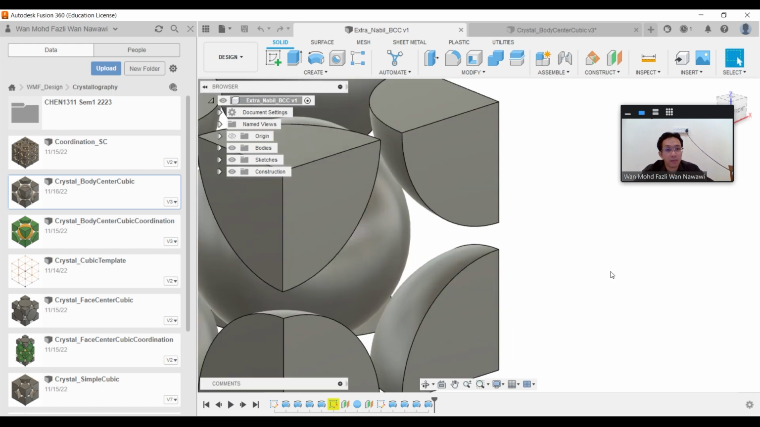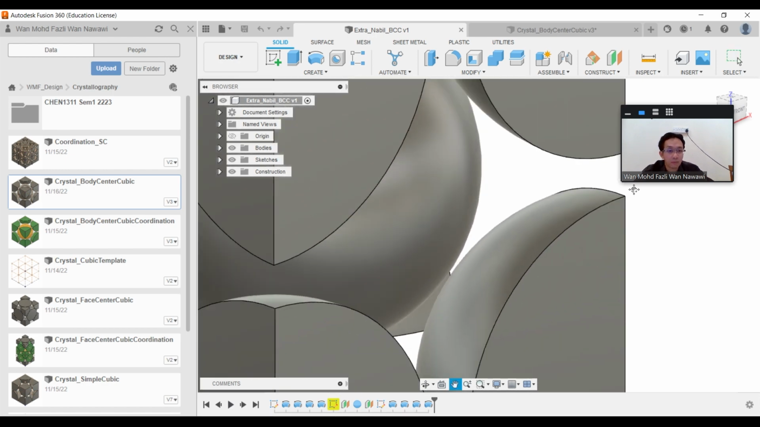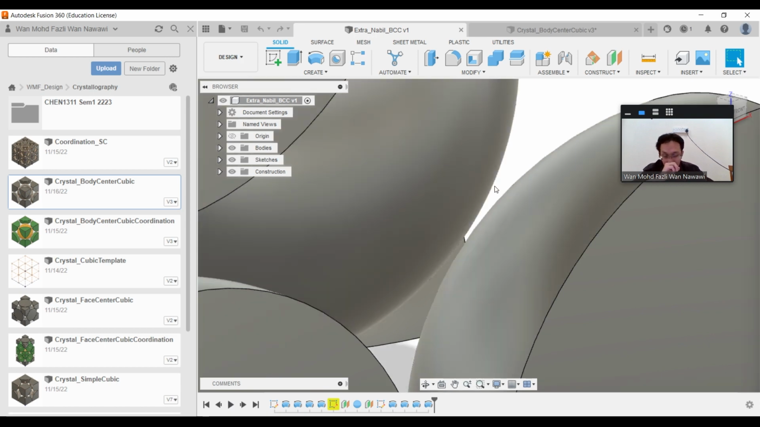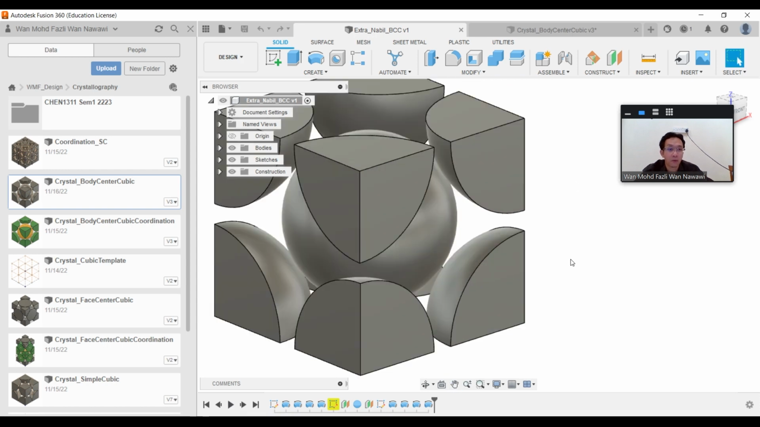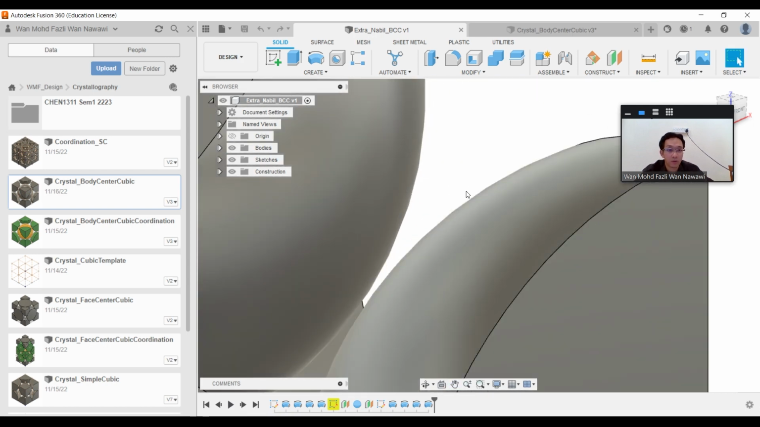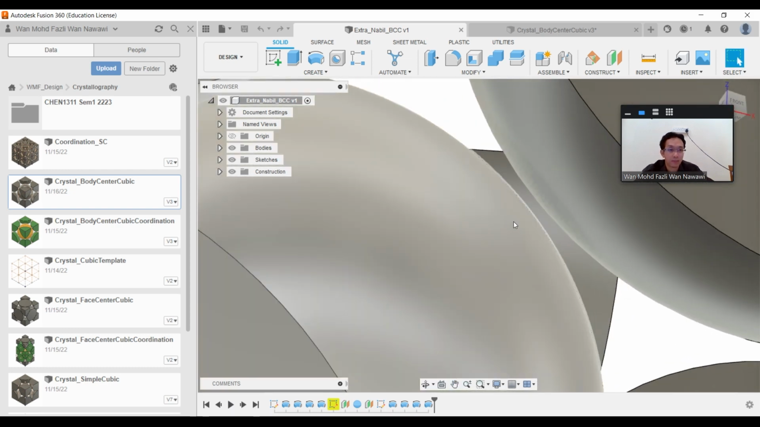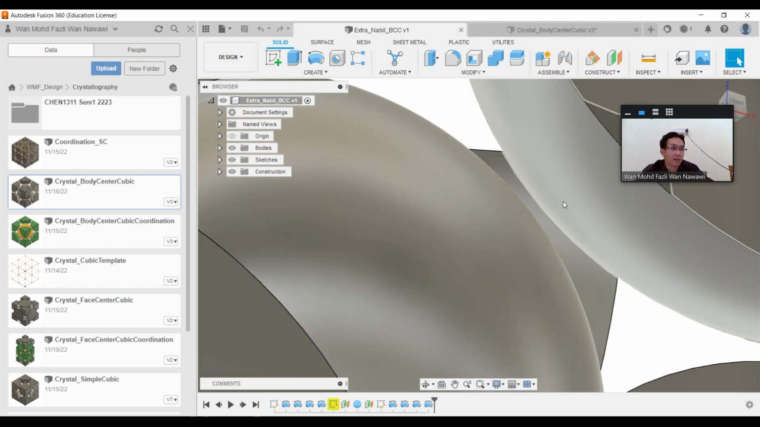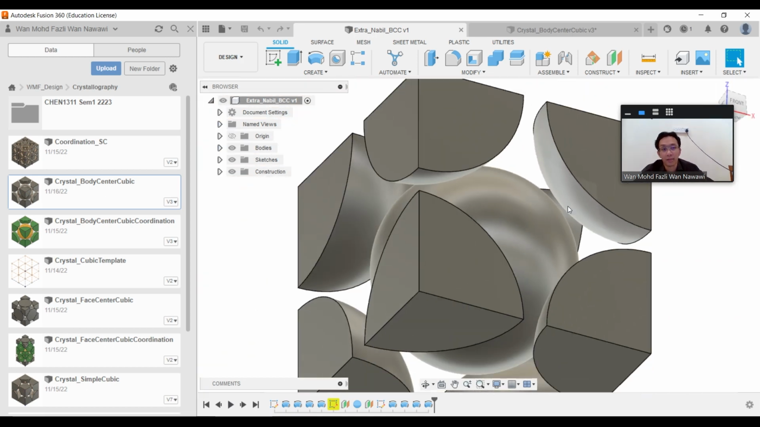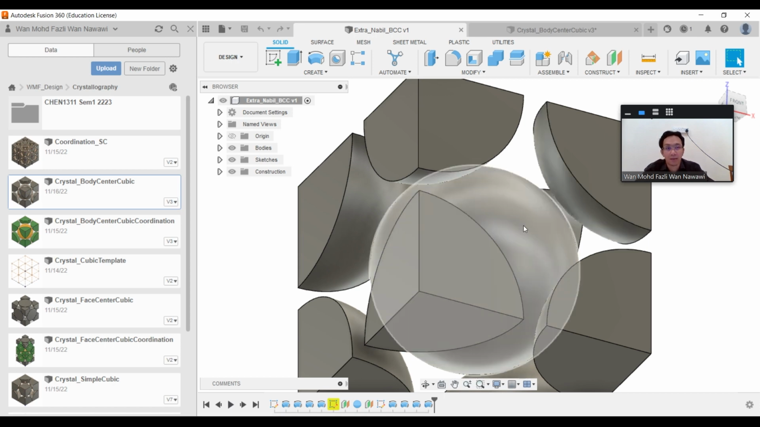However, if I make it bigger, you can see Nabil, your friend, from the outside it seems correct. But when you zoom in, you can see there is empty space between the center atom and the corner atom, which is not right, because bonding happens when an atom connects with another atom. In body center cubic, the corner atom must connect with the center atom.